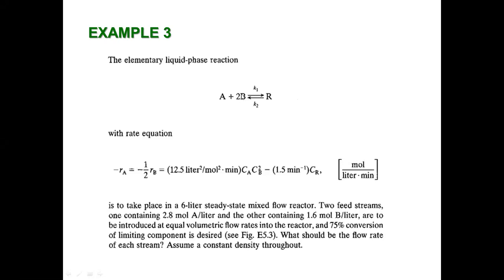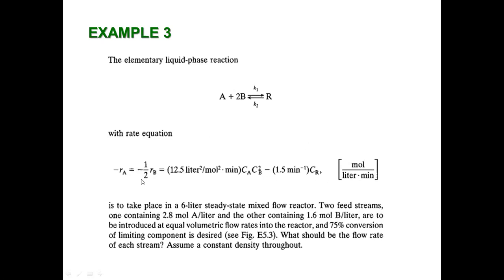So using the concentration of the reacting species raised to their corresponding coefficients, this is your K sub 1, the rate constant for the forward reaction, minus that of the rate expression for the reverse reaction, which is K sub 2, in this case 1.5 times the concentration of product R, which is C sub R. Now, our unit is in mole per liter per minute.